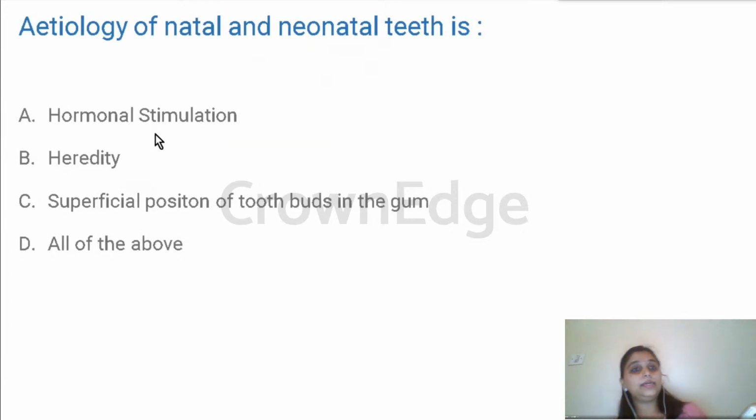So the question here is about etiology of natal and neonatal teeth. Is it A, hormonal stimulation? B, heredity? C, because of superficial presence or position of the tooth buds in the gum? Or D, all of the above? So what would be your particular guess? A lot of you are answering D. It's very nice to hear. Yes, D, all of the above is the correct answer.